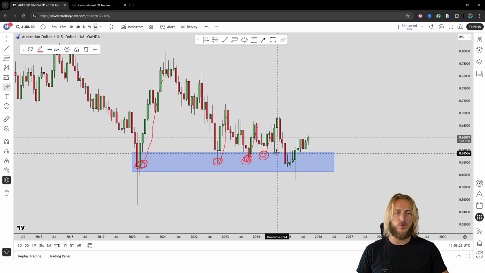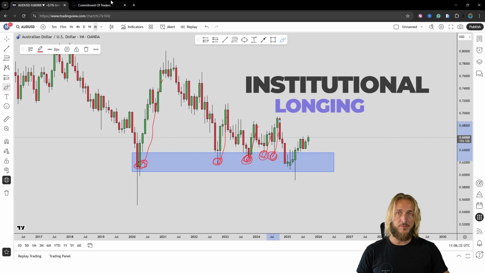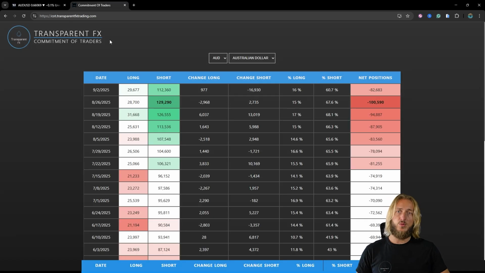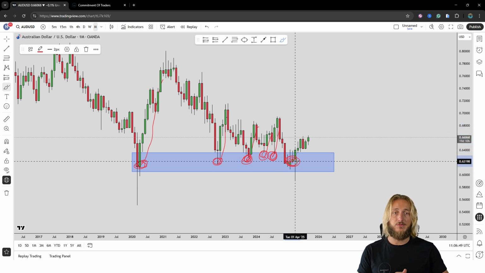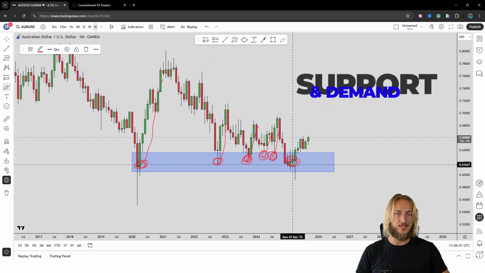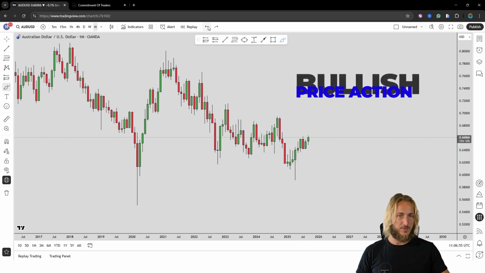And every time the market was testing this zone, very strong institutional buying was happening, and we will see that when we look at the commitment of traders for AUDUSD, which is what institutions and the big players in the market are doing and how they're moving their orders. But for now, we have to keep in mind that once more the market has tested that exact same level of historical demand and support, and the market is currently rejecting the level to the upside.